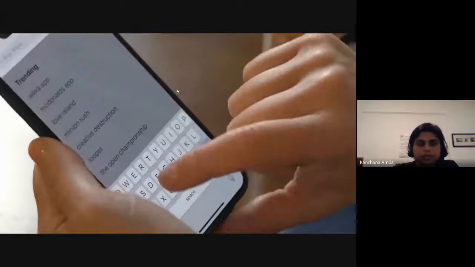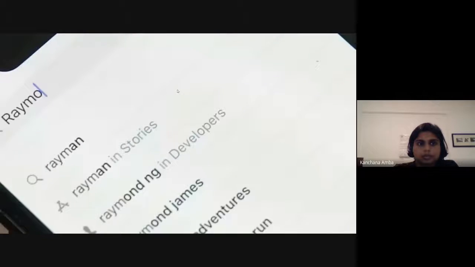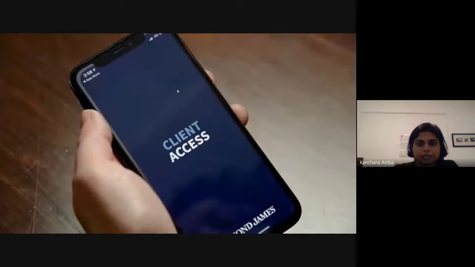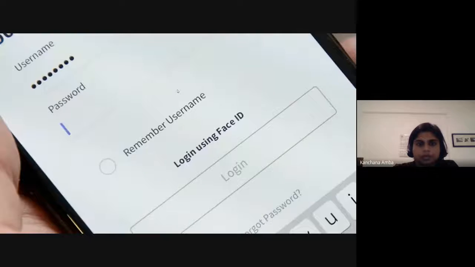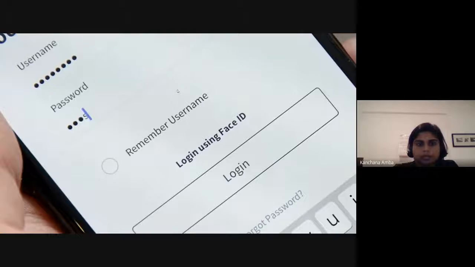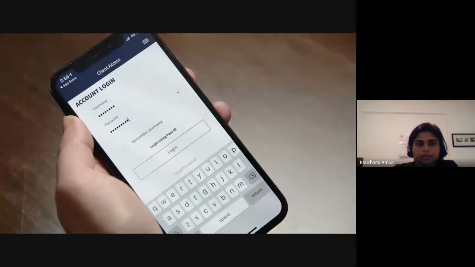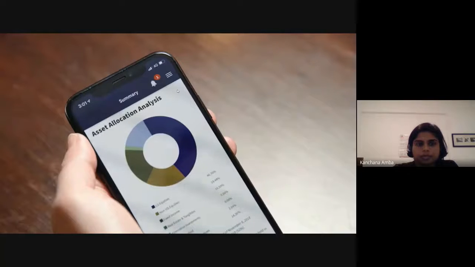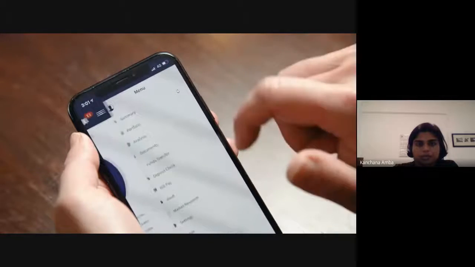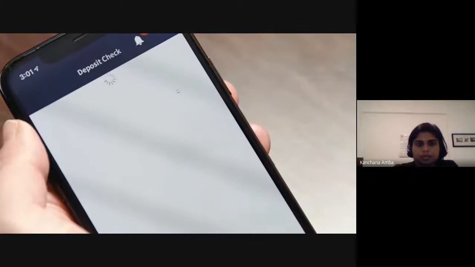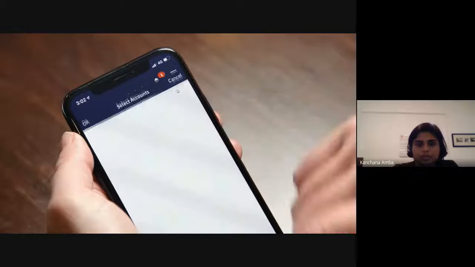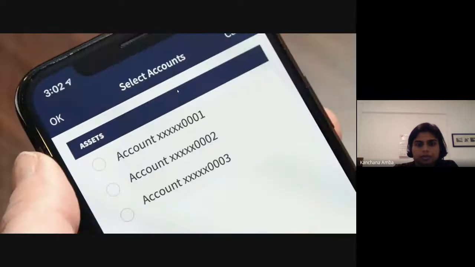Start by downloading the client access app on your phone or tablet. Sign in with your username and password. You may have to answer a security question. Once you're in the app, tap the menu and choose deposit checks. After you agree to terms and conditions, choose the account for the deposit, then hit OK at the top left. Enter the amount.